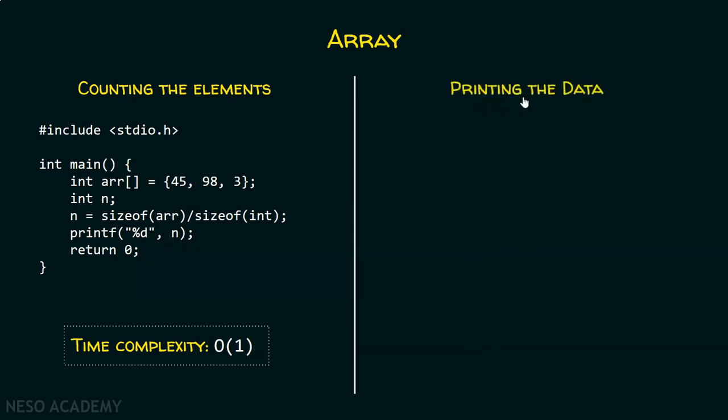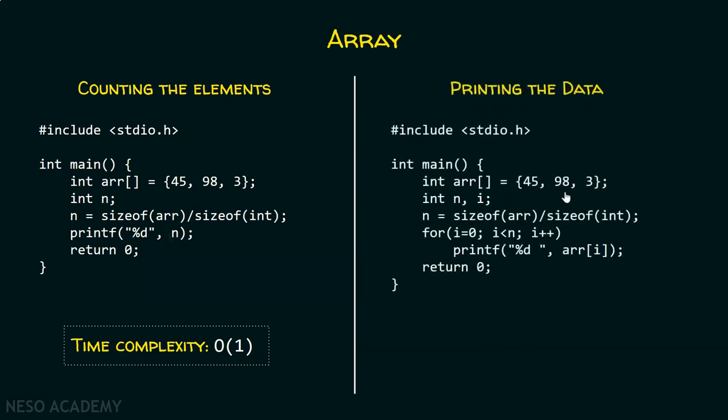But what happens in case of printing the data? Obviously in that case we need to traverse the list. We should calculate the size of this array and then we can run this for loop from 0 to n minus 1. So the total time complexity in this case will be big O of n.